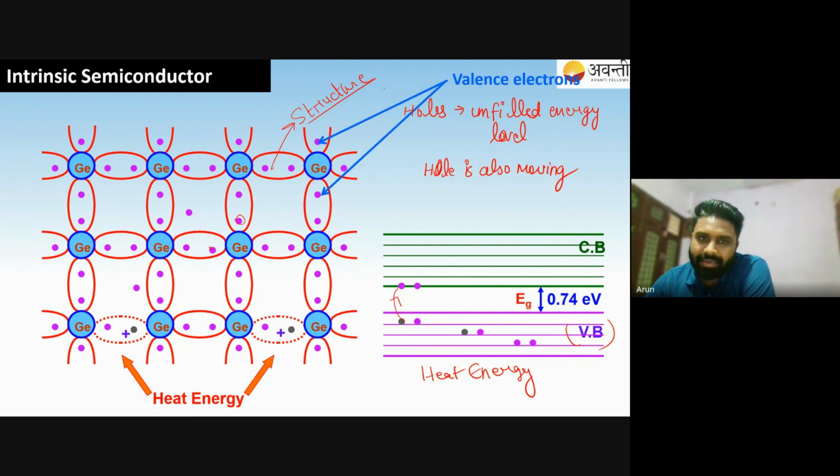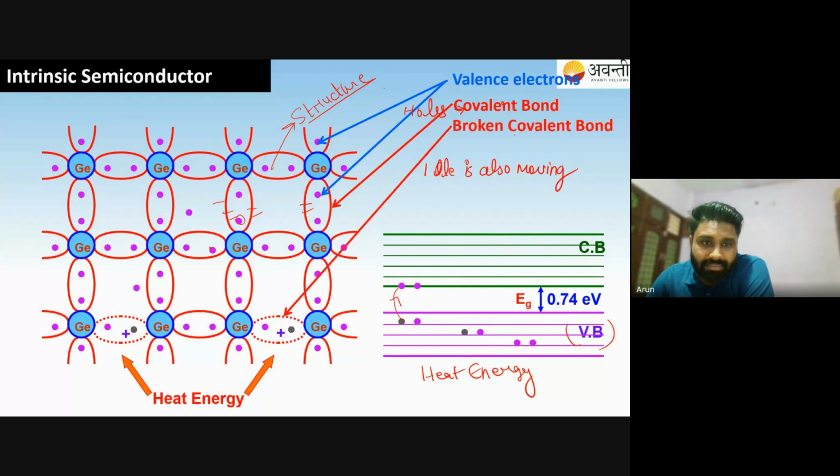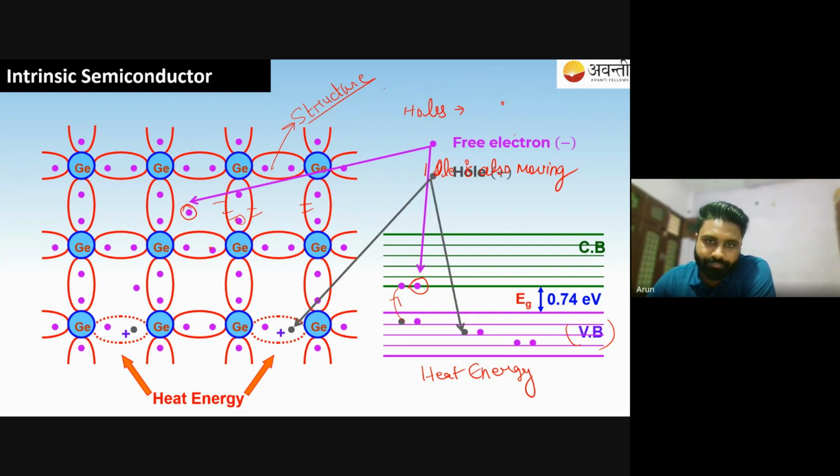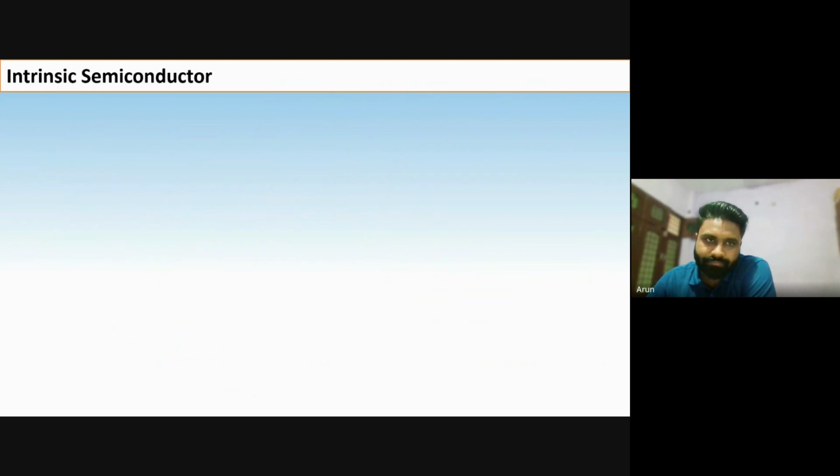Now these are the valence electrons which are bound in the covalent bond. These are the covalent bonds, and these are the broken covalent bonds shown by dotted lines. These are the free electrons, which are responsible for conduction in a semiconductor. And these are holes.